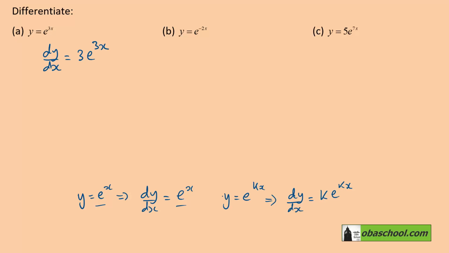And for y equals e to the negative 2x, dy/dx is going to be negative 2e to the negative 2x. And for this one here, when the 7 comes down, it will multiply the 5, so we'll get 35e to the 7x.